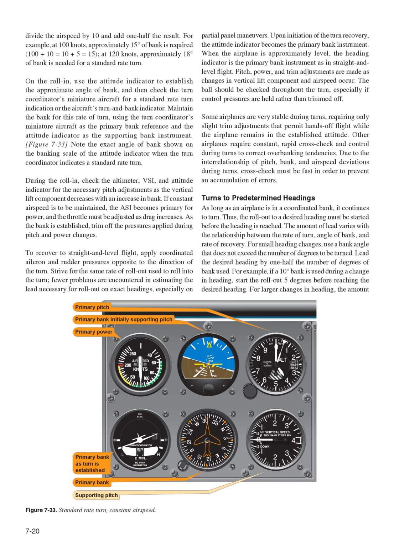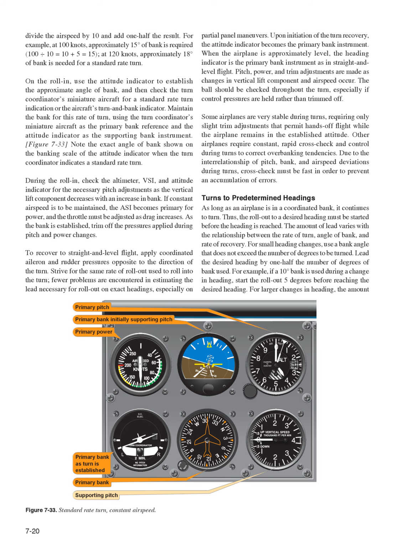On the roll-in, use the attitude indicator to establish the approximate angle of bank, and then check the turn coordinator's miniature aircraft for a standard rate turn indication or the aircraft's turn and bank indicator. Maintain the bank for this rate of turn, using the turn coordinator's miniature aircraft as the primary bank reference and the attitude indicator as the supporting bank instrument. Figure 7-33: note the exact angle of bank shown on the banking scale of the attitude indicator when the turn coordinator indicates a standard rate turn.